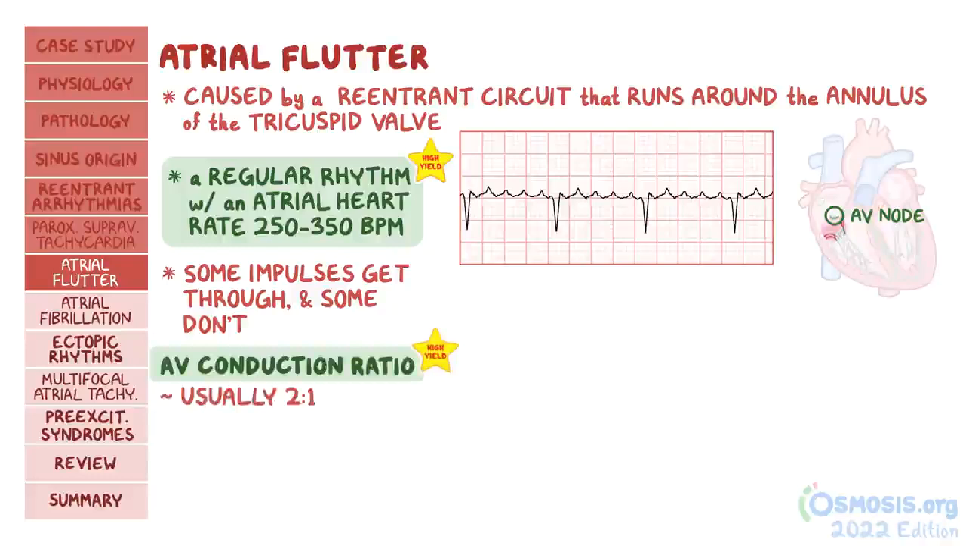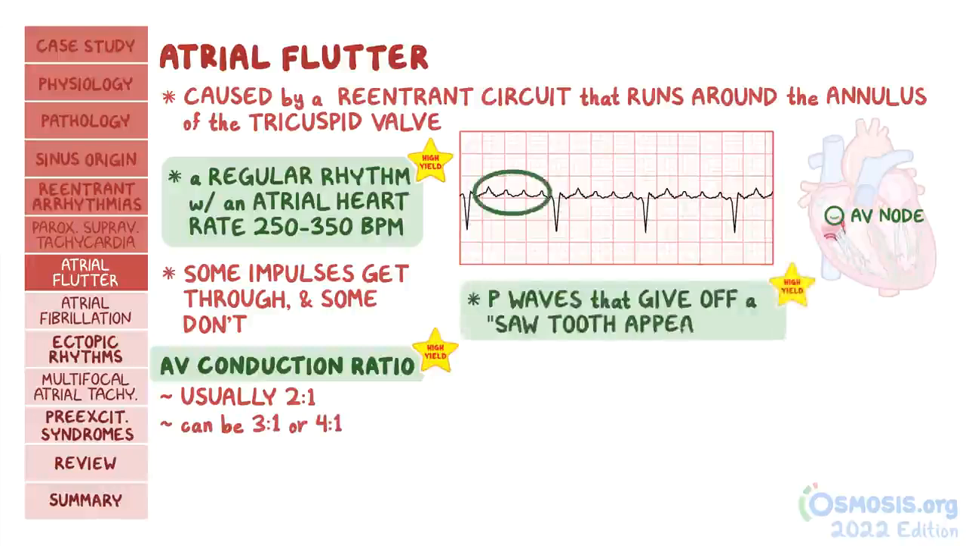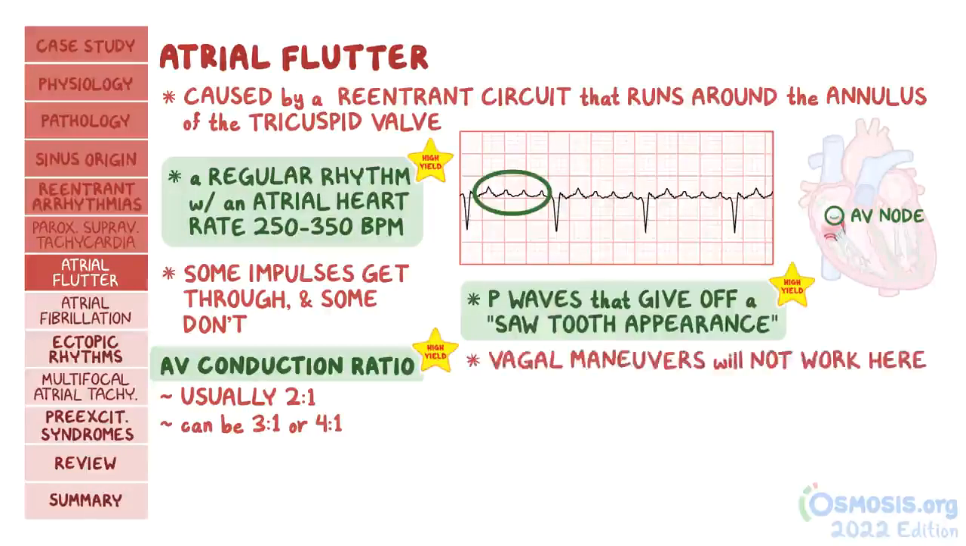So let's say the atrial heart rate is 300. The ventricular rate would then be 150. The AV conduction ratio can be 3:1 or even 4:1. Okay, so on ECG, the giveaway will be flutter waves, which are P waves that give off a sawtooth appearance. Now, because the re-entrant circuit is not within the AV node like in PSVT, vagal maneuvers will not work here, simply because the vagus nerve isn't innervating where the arrhythmia started.